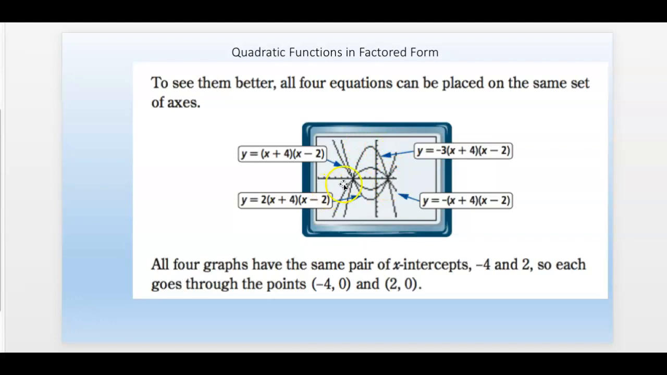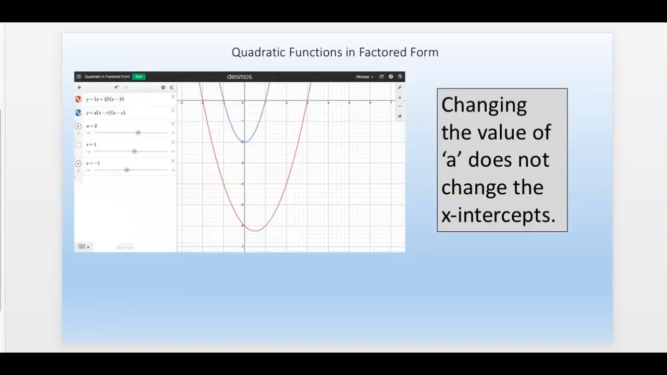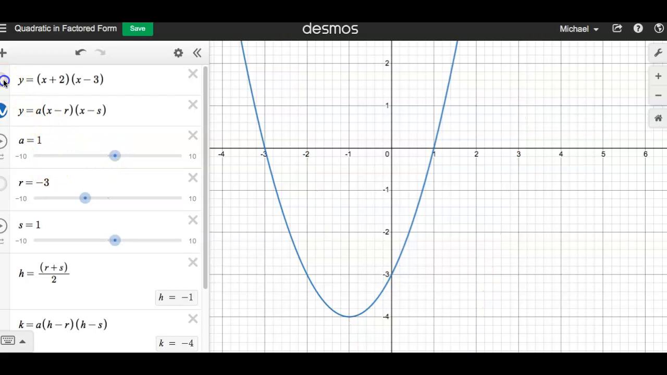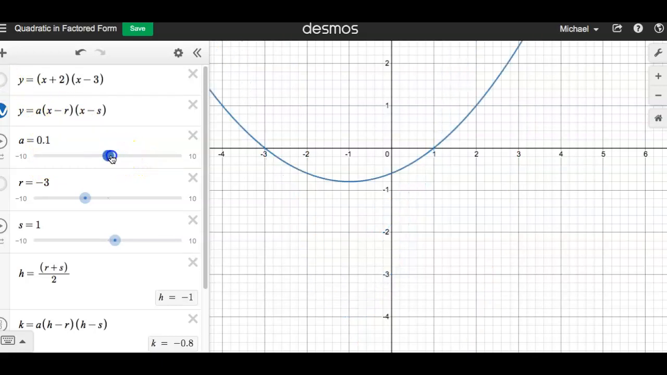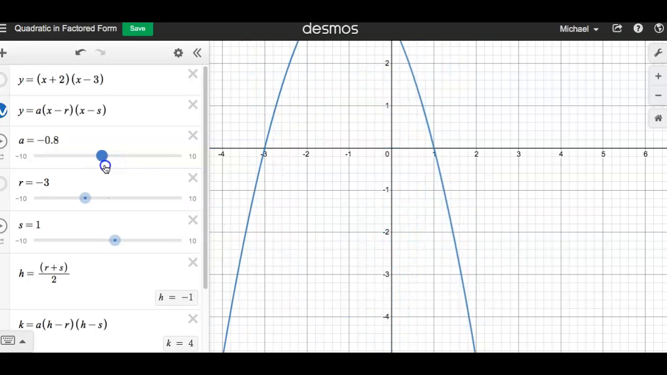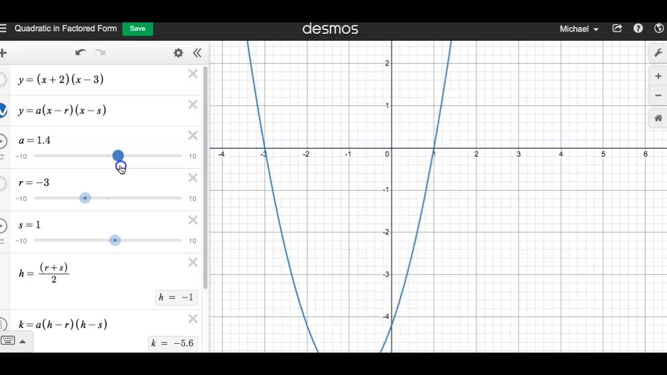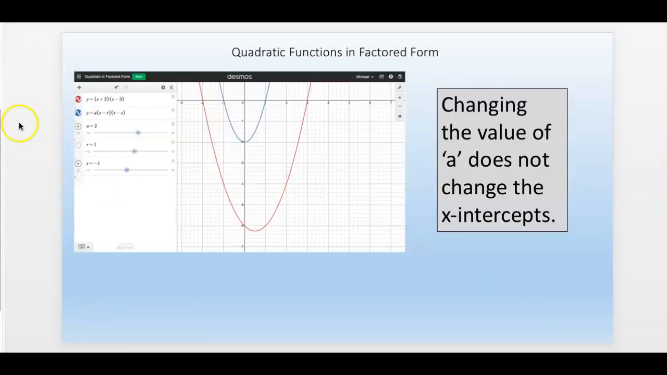So the x-intercepts stay the same in factored form when you change the a. Changing the value of a does not change the x-intercepts. Here, let's take a look at that. I'm going to change the value of a. Let's get rid of that one. Watch the blue. You see how it still goes through -3 and 1? No matter how I change it, it still goes through -3 and 1. At that point, it's just 0. You see that? Just to show you.